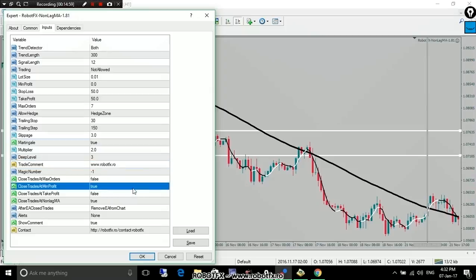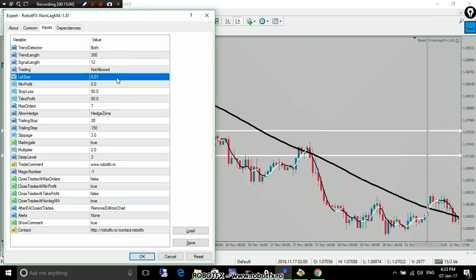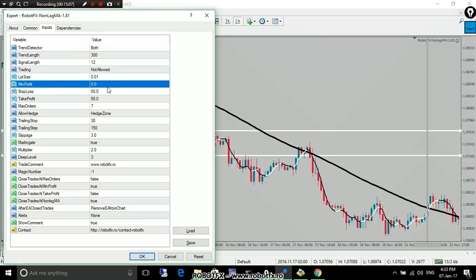Oh yes, and one thing I forgot. For the expert advisor to close a basket when the sum of all the trades reaches minimum profit, you must set this option to true, close trades at minimum profit. And by the way, this applies to basket trades. It applies to opposite trades, multiple trades, opposite trades on the same chart. If you have only one trade, it will not close it because it's only one.